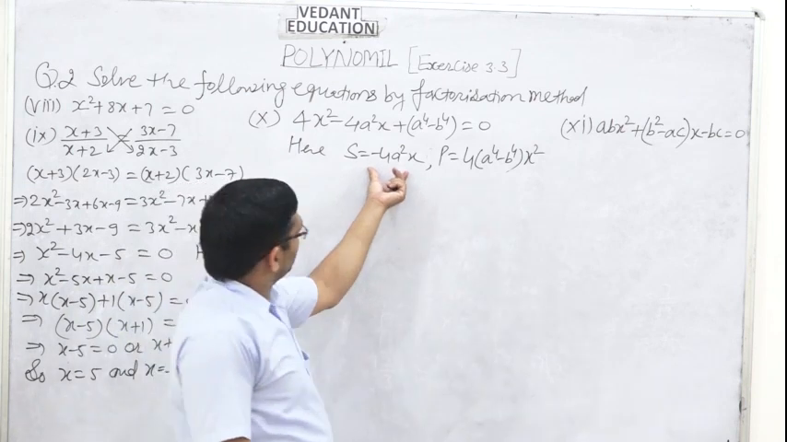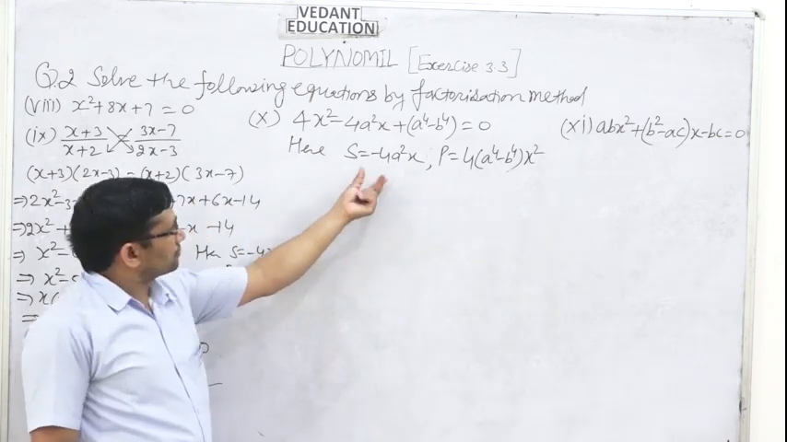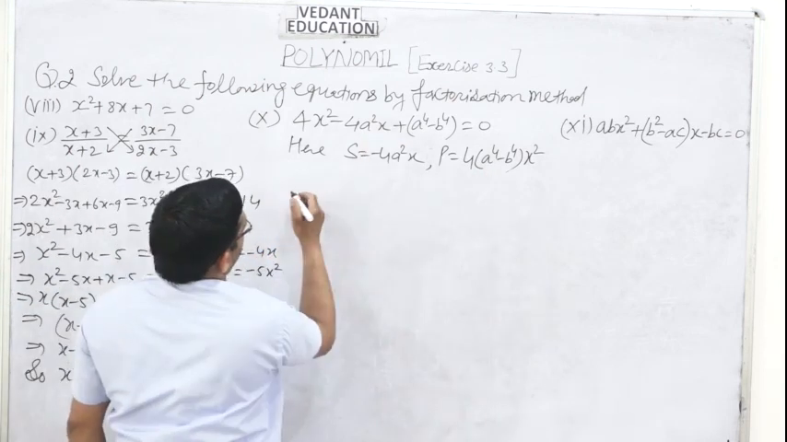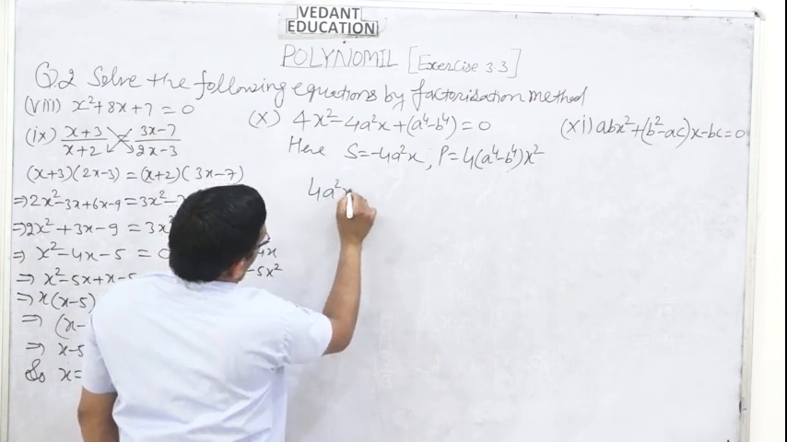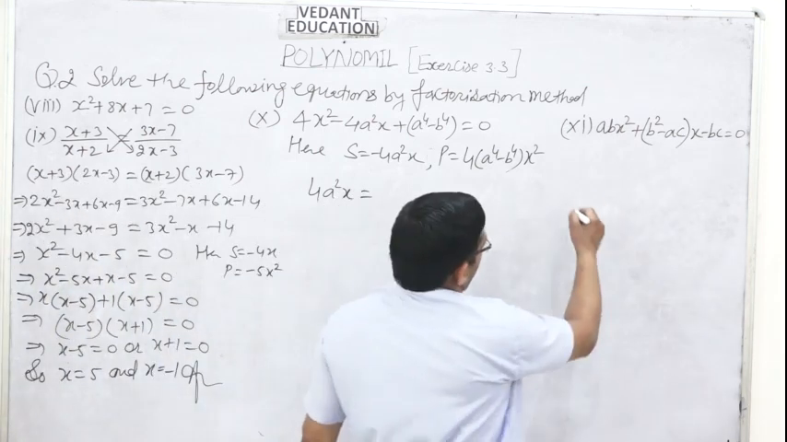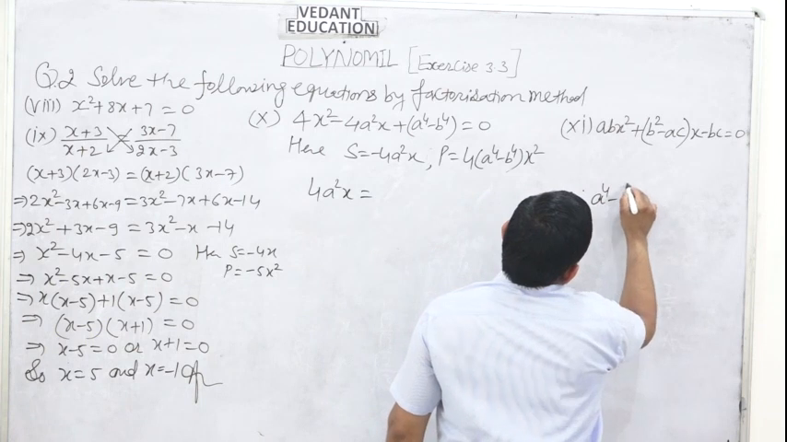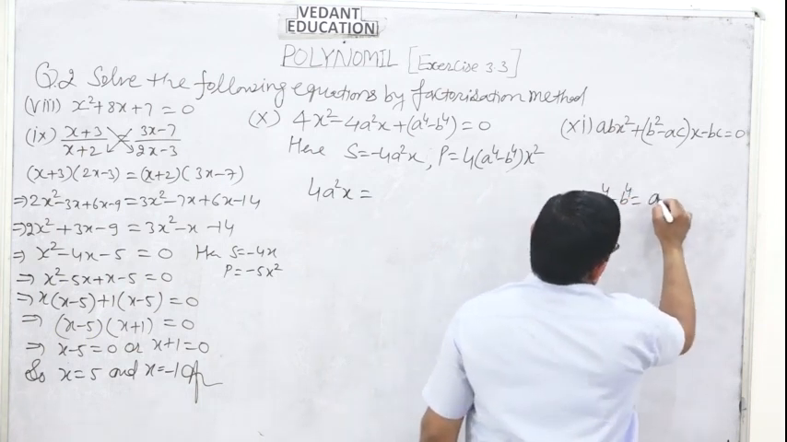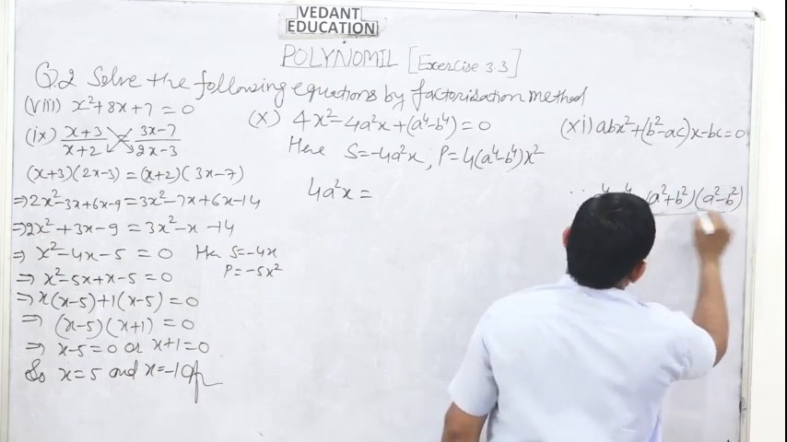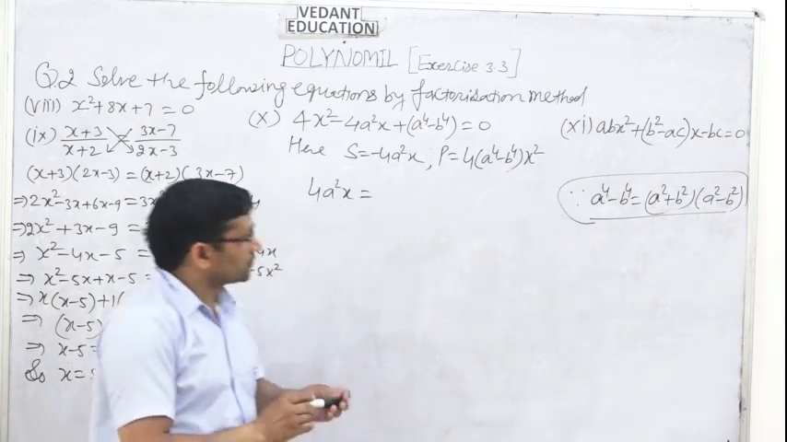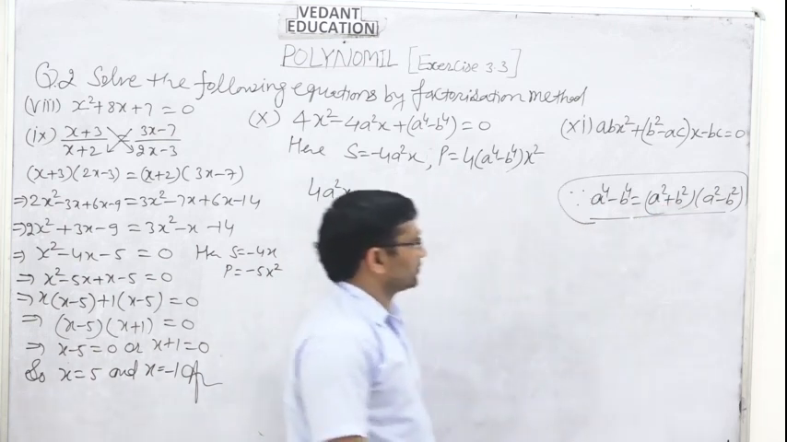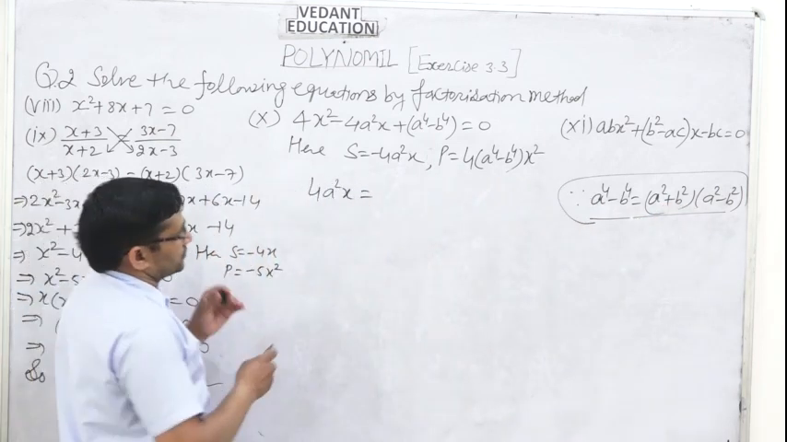We are breaking this sum into two terms. We will break it such that the sum comes to minus 4a square x and the product comes to 4 into a power 4 minus b power 4 x square. Okay, so 4a square x is equal to, we know that a power 4 minus b power 4 is equal to a square plus b square multiply by a square minus b square. We use this here.